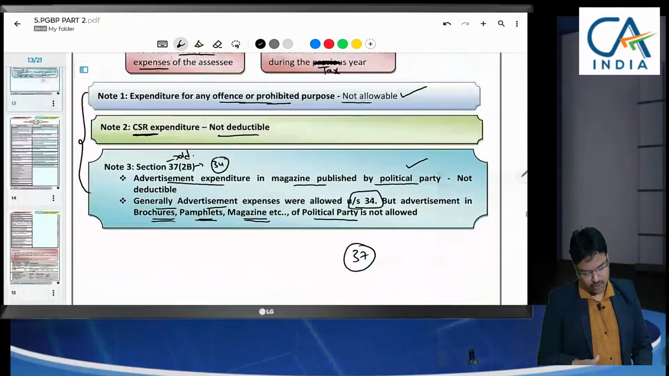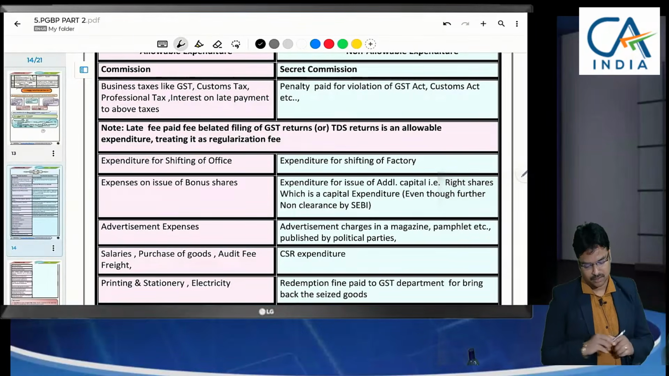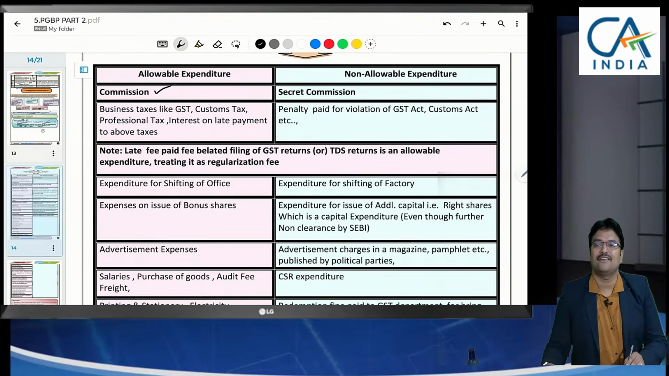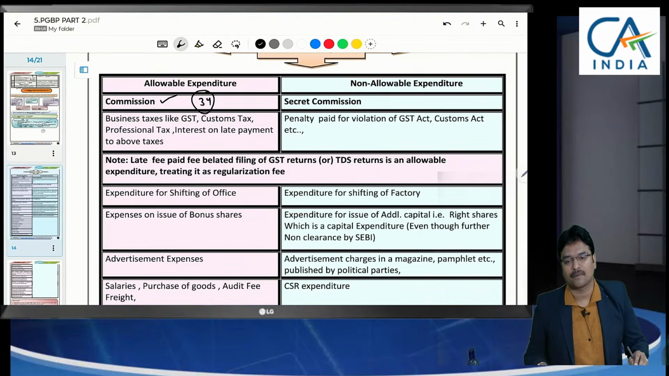Now let us go through these expenses. Commission: nowhere is it specifically barred in the act, that is why commissions can be claimed as deduction under section 37. However, secret commission cannot be claimed, where you did not disclose the details of the commission, to whom it was paid, and why it was paid.